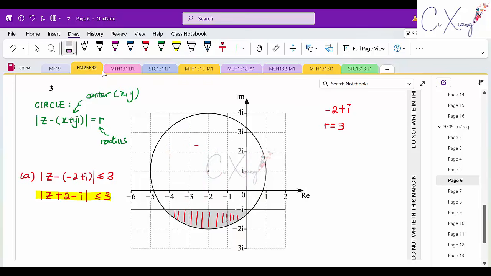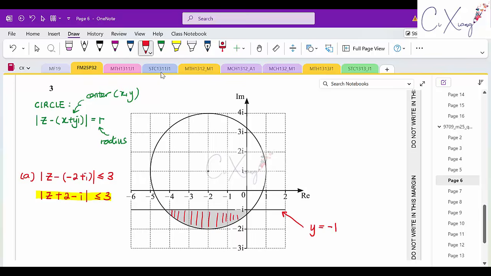Alright, then how about the second inequality? So the area, besides being bounded by the circle, is also bounded by this line. So how can I label this line? Yeah, this line is a horizontal line, and basically it has the equation y equals -1.